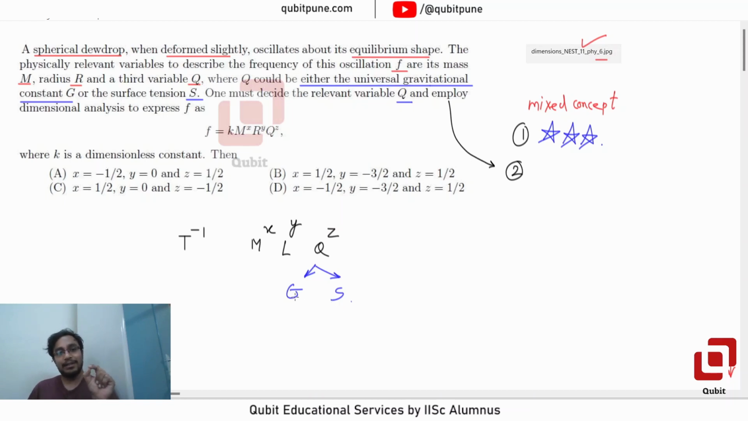And if you put G as q and S as q and work out the dimensional analysis and get the values of x, y, z, then options D and A turn out to be the right options. So we have to first decide whether it is the surface tension that is going to play a role or the gravitational constant that is going to play a role. So here is how to decide whether it is G or S. Look, they're saying it is oscillating about its equilibrium shape.